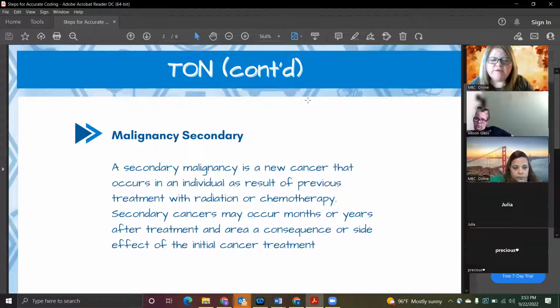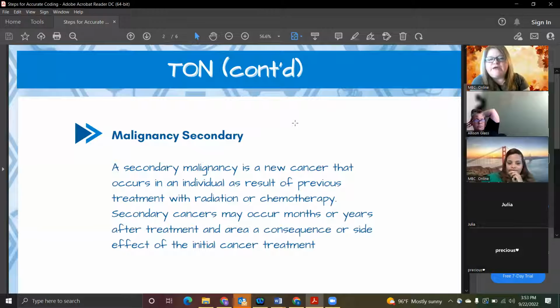Our second column is going to be malignancy secondary. A secondary malignancy is a new cancer that occurs in an individual as a result of previous treatment with radiation or chemotherapy. Secondary cancers may occur months or years after treatment and are a consequence or side effect of the initial cancer treatment.